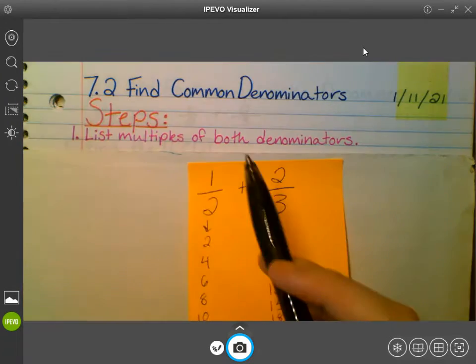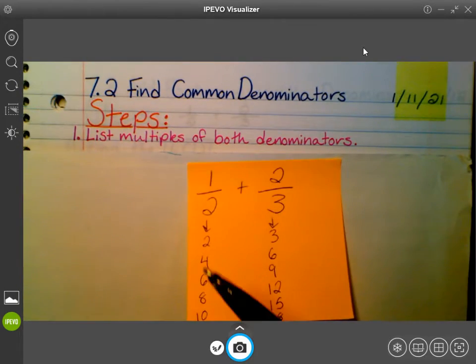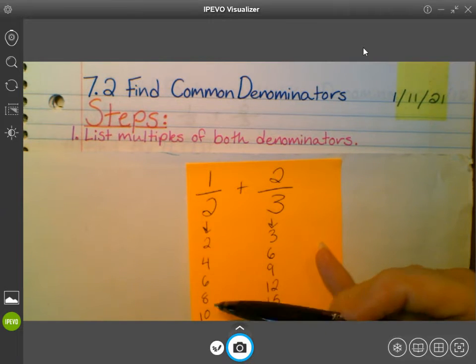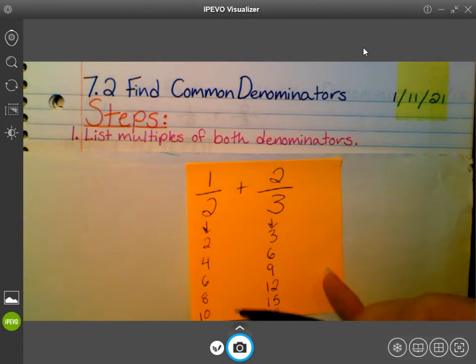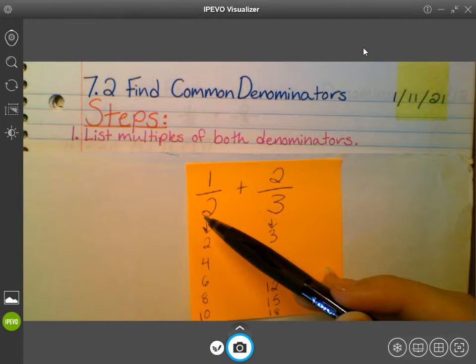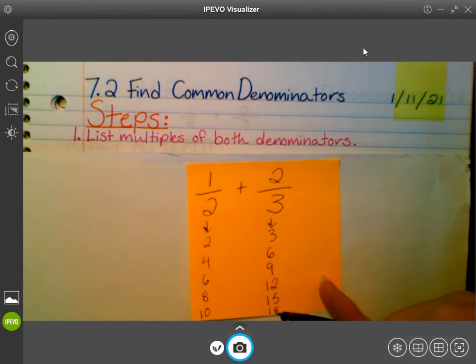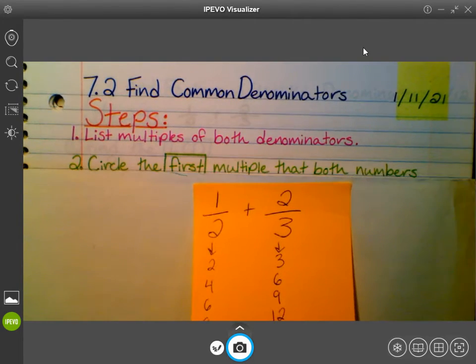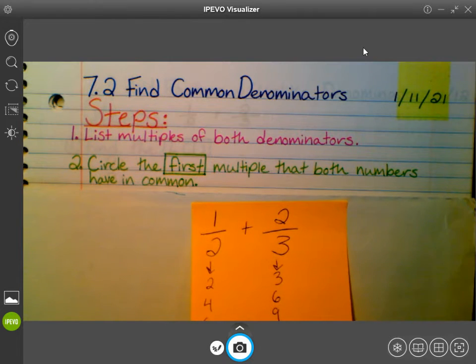Now, fifth grade, first step, listing multiples of both denominators. On my example, which you don't need to write down yet, did I list multiples for both denominators? I did. I listed numbers we can multiply 2 into, and I listed numbers that we can multiply 3 into. My second step then is to circle the first multiple that both numbers have in common. So go ahead, first write that down. There's a term we use for this, and we'll talk about it in just a moment.